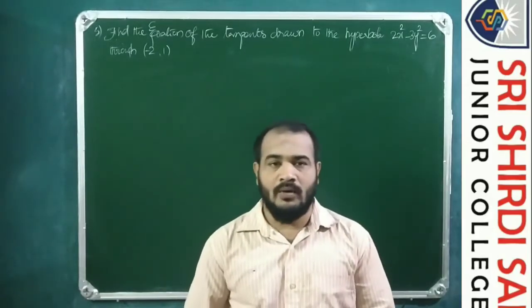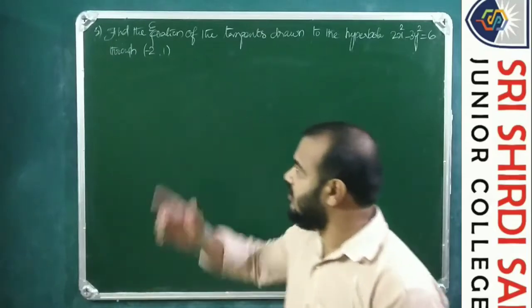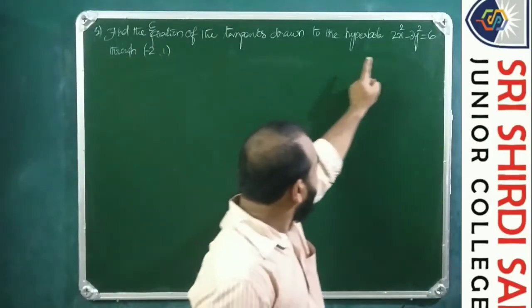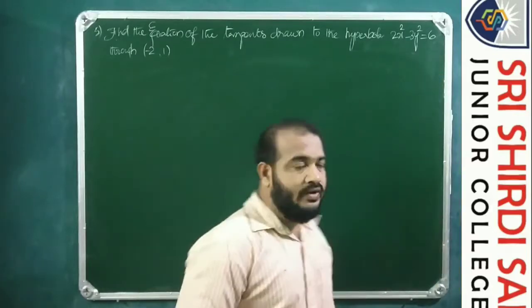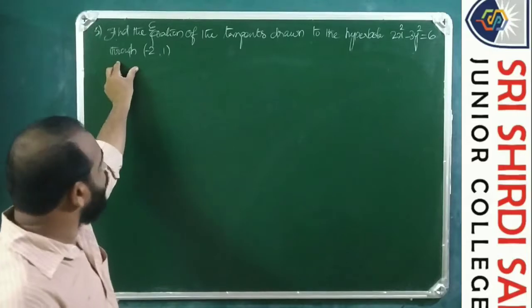In the previous class we solved exercise 5A problems. Second Roman, a few problems we have completed, and this is the fifth question. Find the equation of the tangents drawn to the hyperbola 2x² − 3y² = 6 through (−2, 1). Here, through (−2, 1) is mentioned.